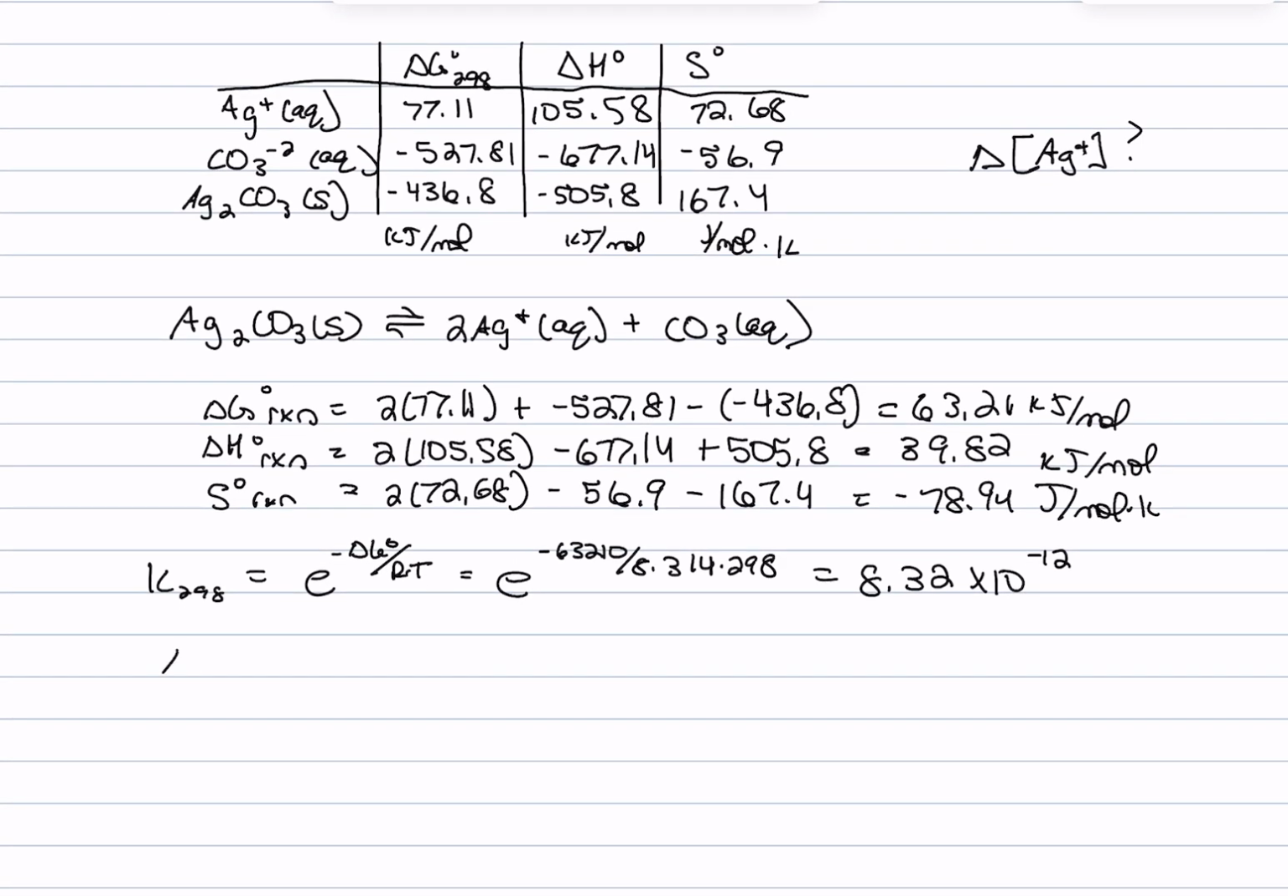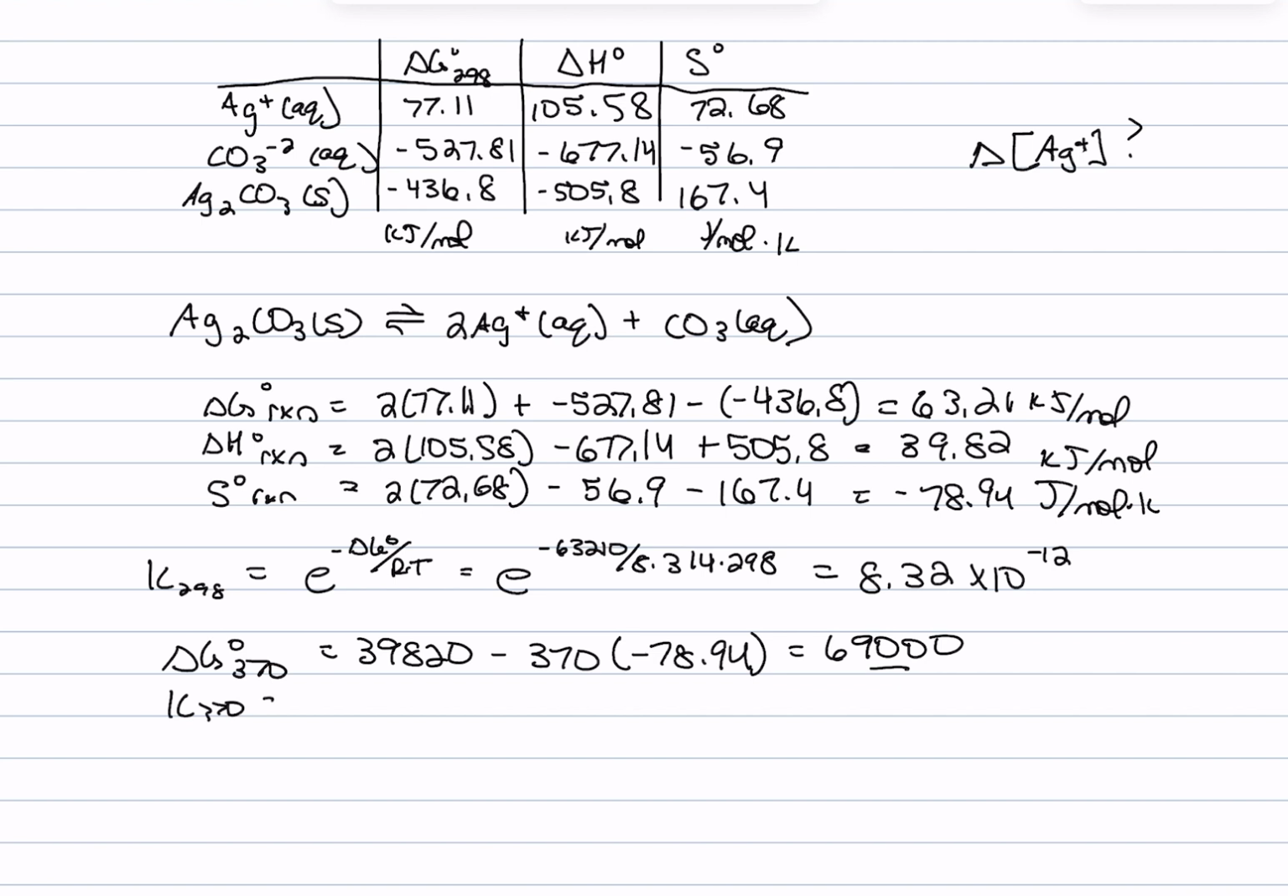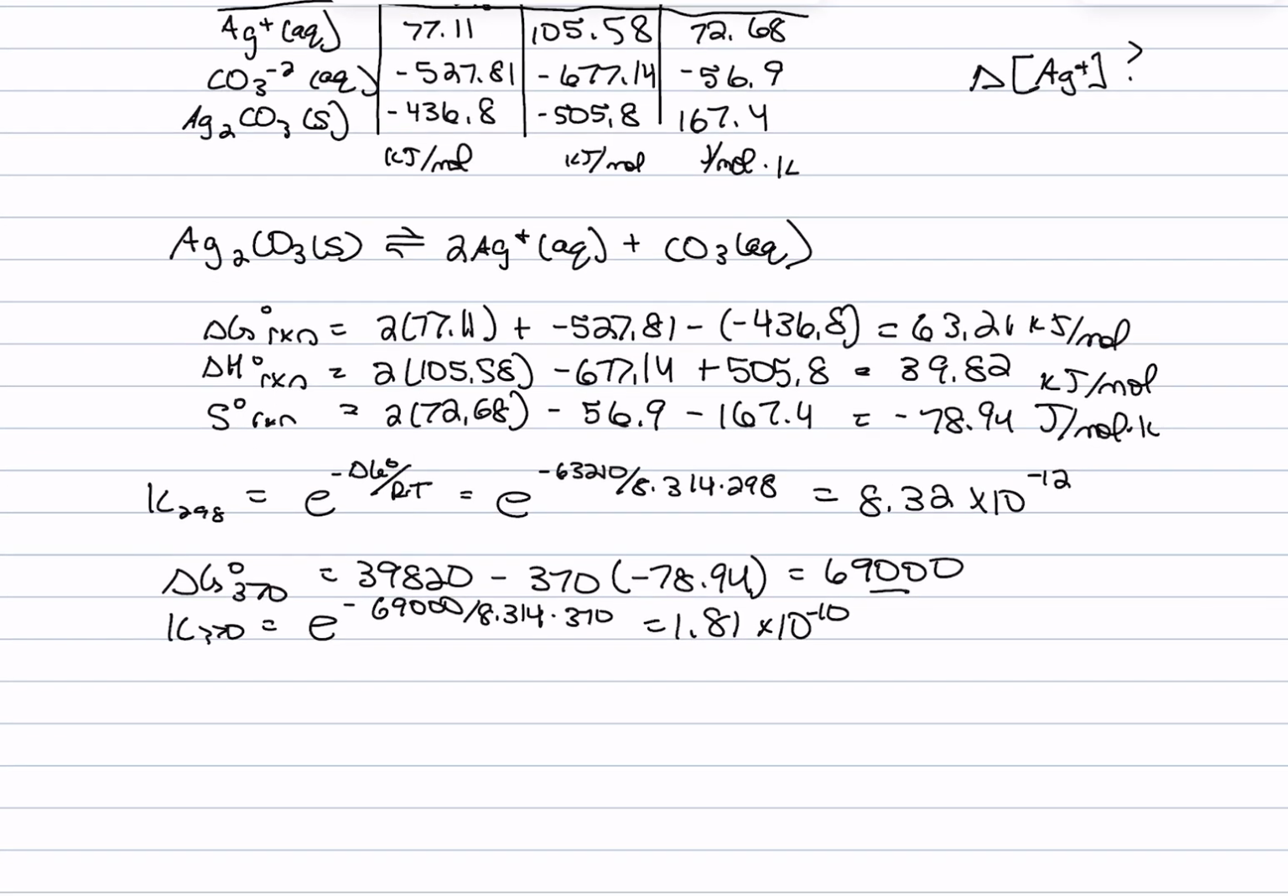Then we can calculate the delta G standard at 370 Kelvin. And so that's equal to 39,820 minus 370 times negative 78.94, which is equal to 69,000. Then we can do the same thing and find that the K at 370 is equal to E raised to the negative 69,000 divided by 8.314 times 370. And that comes out to be 1.81 times 10 to the negative 10.